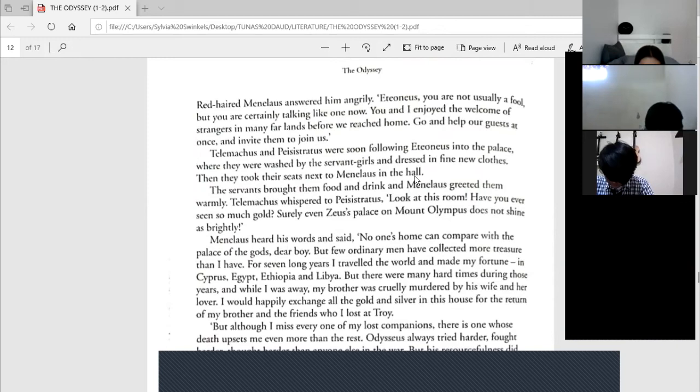So they're invited to come in, and basically, I think that as Telemachus is on his journey to figure out where his dad is and whether his dad is alive or not, that is what this whole part is about, to understanding where his dad is.